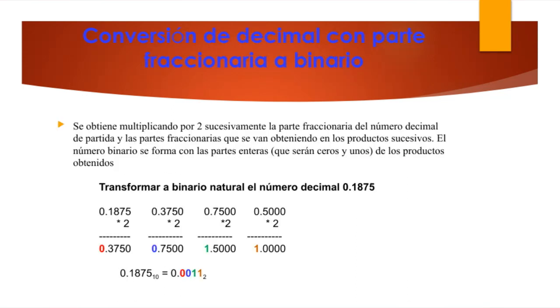Let's look at how to convert a decimal fraction like 0.1875 into its binary form. We do this by repeatedly multiplying the fractional part by 2. Each time, we note the whole number part, either 0 or 1, that appears before the decimal point. These whole numbers, collected in order, form the binary equivalent. So, for 0.1875, this process gives us 0.0011 in binary. It's a straightforward method that turns fractions into binary step by step.